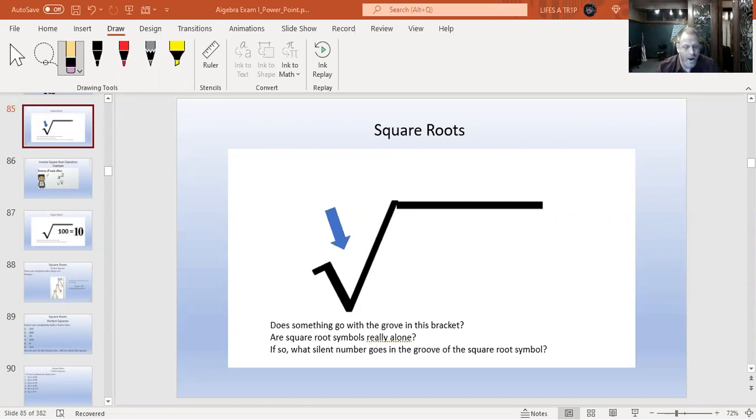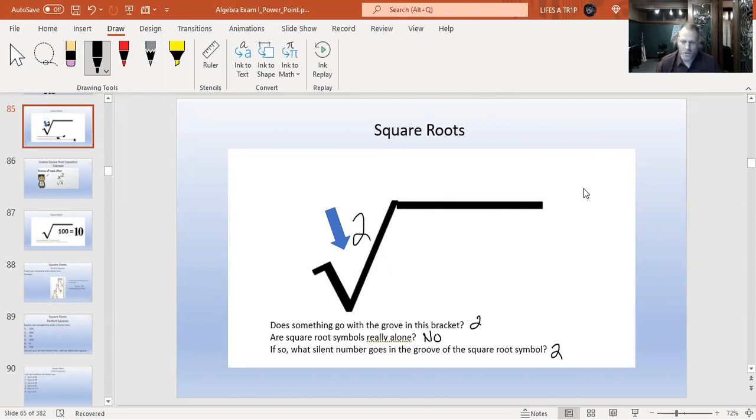All right, so guys, let's look at the square root sign. Does something go in the groove here in this bracket? Yes, a silent 2. Are square root symbols really alone? No, they are never alone. They've always got a number in this groove of some kind, even if it is a silent 2. And what silent number goes in the groove of the square root symbol? A 2 goes there.